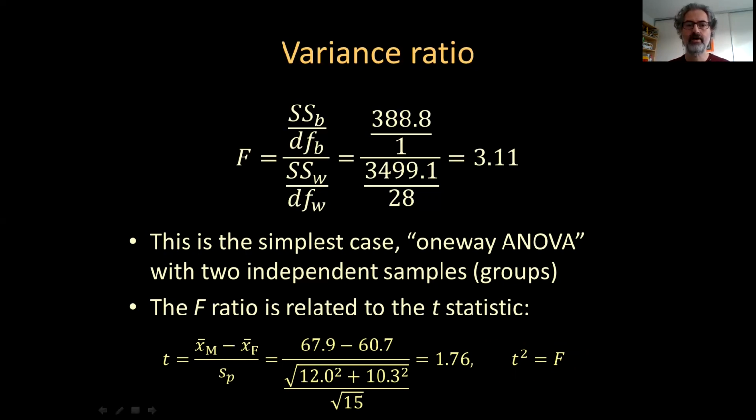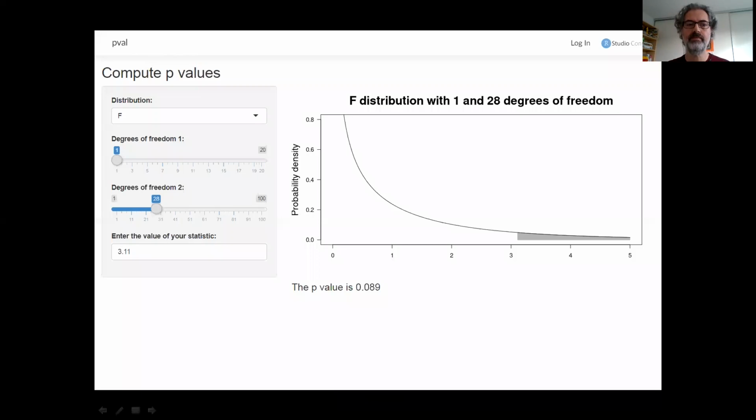To get a p-value for our F statistic, we need to look it up in the p-value app or in a table, or ask the computer to produce the value for us. So in this app, we can select the F distribution, enter the two degrees of freedom, first in the numerator and then in the denominator, enter the value of the statistic. This is our F, and then we obtain the p-value. It is no coincidence that this is equal to the p-value we would have gotten from the t-test in this situation.